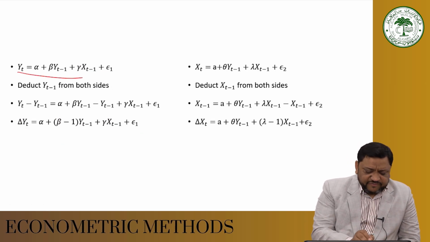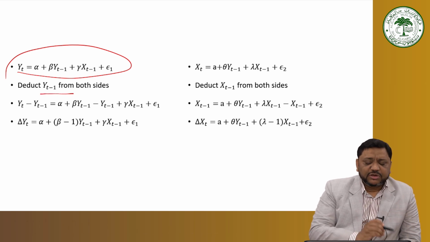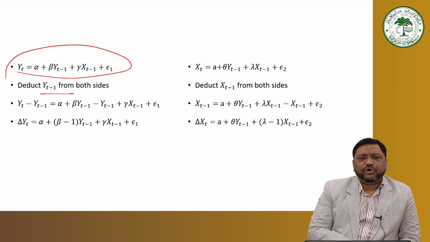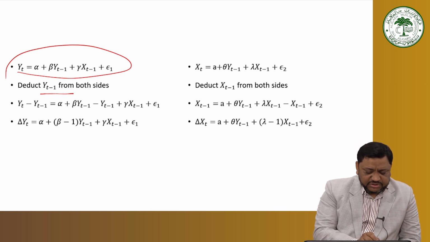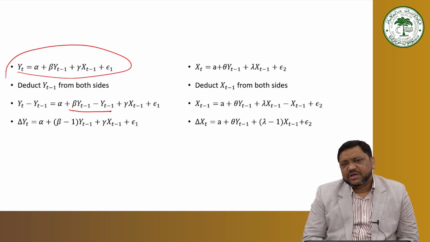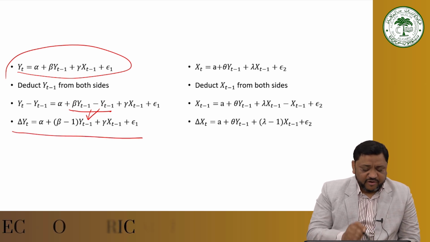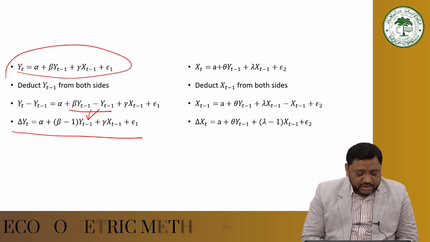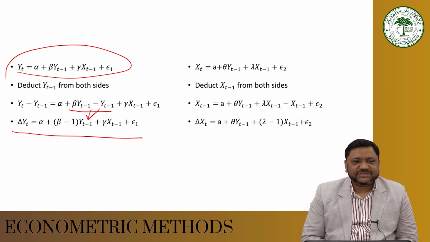Next we take our very first equation of the model, and then we do a small bit of algebraic manipulation. We deduct yt minus 1 from both the right hand side and the left hand side. So yt minus yt minus 1 is equal to alpha plus beta yt minus 1 minus yt minus 1 plus gamma xt minus 1. From here we take yt minus 1 common, so we can write delta yt is equal to alpha plus bracket open beta minus 1 bracket close multiplied by yt minus 1 plus gamma xt minus 1.